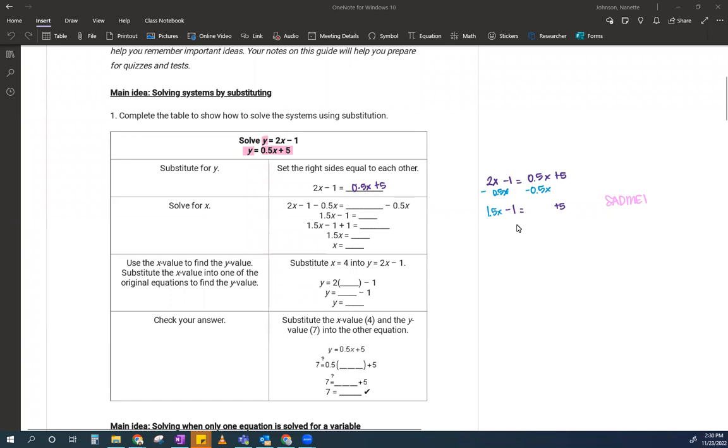So how do you undo subtract 1? Yep, you add 1 to both sides. So that'll leave you with 6 is equal to 1.5x. Very good. And then you're forced to deal with this other thing, right?